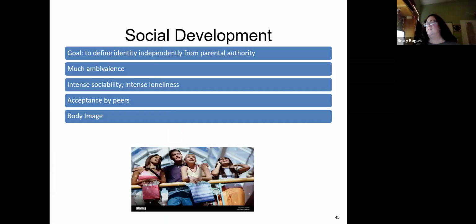So adolescents love to be out and they love to be social. We know that it is this intense sociability, intense loneliness. They're out with their buddies, and then somebody gets in a fight, and then everybody's angry at everybody, and now they're alone and nobody's going anywhere. And now the parents have them at home because everybody's upset with each other. Because the one thing adolescents do want is acceptance by peers, and they want their body image, their identity, they want to like it.